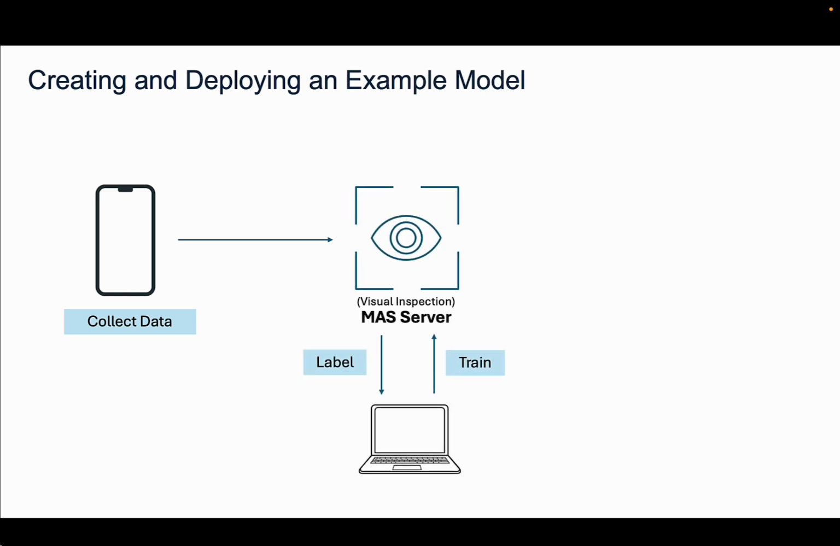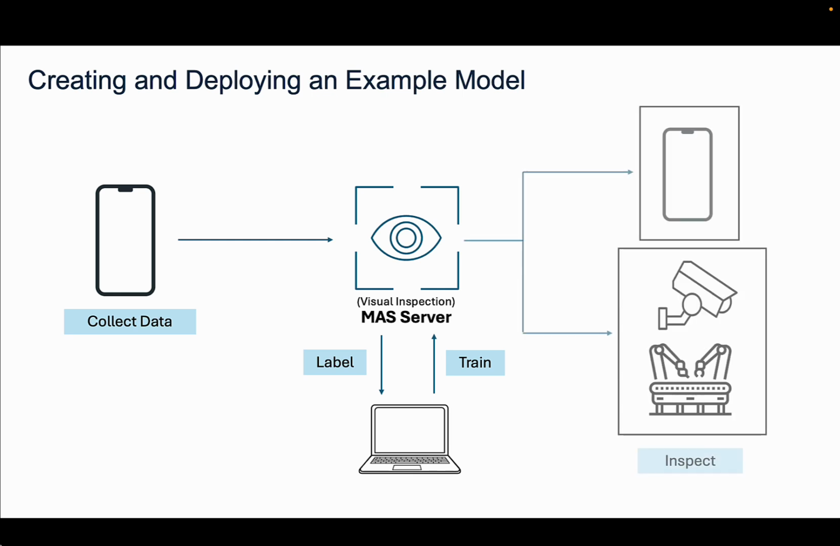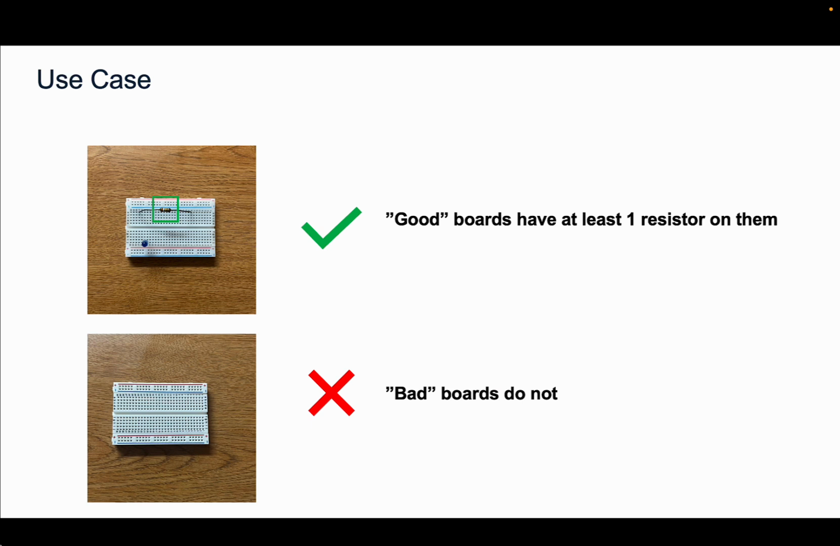As a quick recap, the workflow for MVI is as follows. We first start by collecting data. This can be done on our phone, or we could already have all the images together in a folder on a local drive. We send this data to the Maximo server where the MVI instance is hosted on a data set, where we then label all the data. This provides important context for the model for when we actually do send the data back for training. Once the model has been trained, we can deploy it out to our edge devices so that we can actually conduct the inspections. Our use case today is pretty simple. We want to differentiate between good and bad breadboards, where good breadboards have at least one resistor on them and bad ones don't.